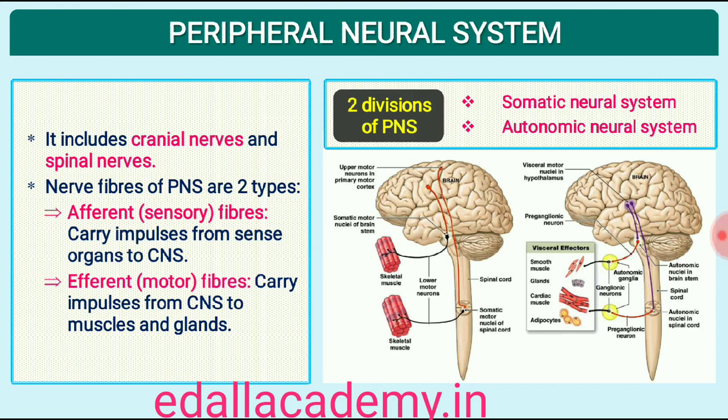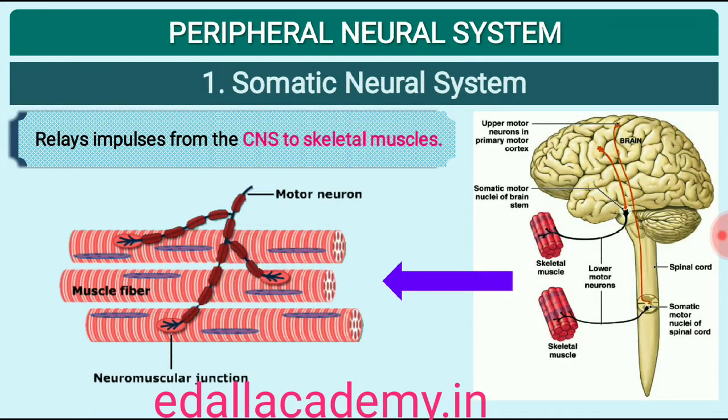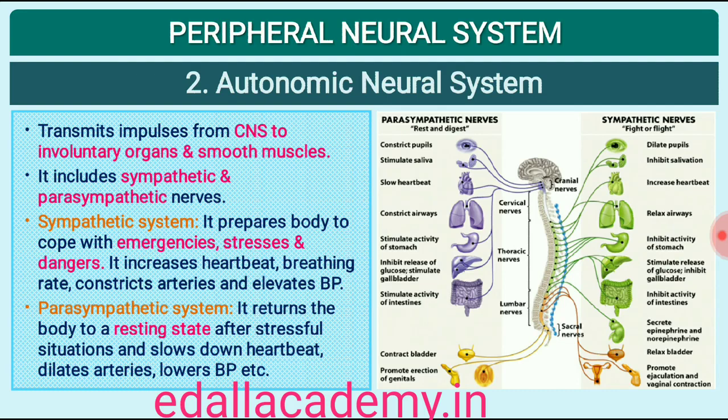The PNS is divided into two divisions called somatic neural system and autonomic neural system. The somatic neural system relays impulses from the CNS to skeletal muscles, while the autonomic neural system transmits impulses from the CNS to the involuntary organs and smooth muscles of the body. The autonomic neural system is further classified into sympathetic neural system and parasympathetic neural system.